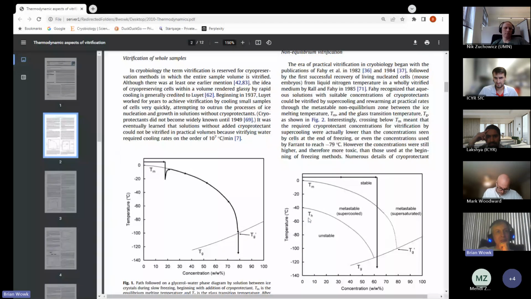And then there's another flavor of this where you put in just a little bit of cryoprotectant, and then you might only have to cool at 100,000 degrees a minute, and you can still effectively avoid ice crystals, or make ice crystals so small that they're biologically innocuous, which is a whole other subject. And some people call that kinetic vitrification.